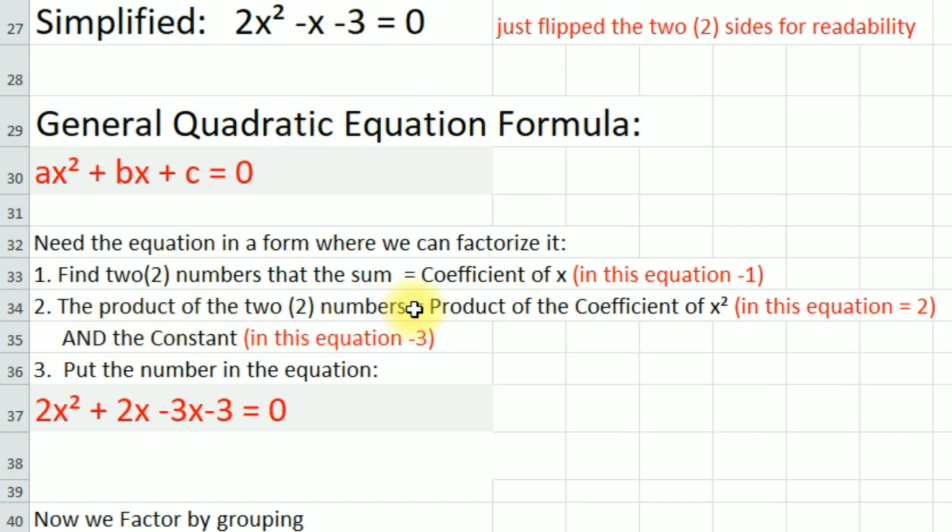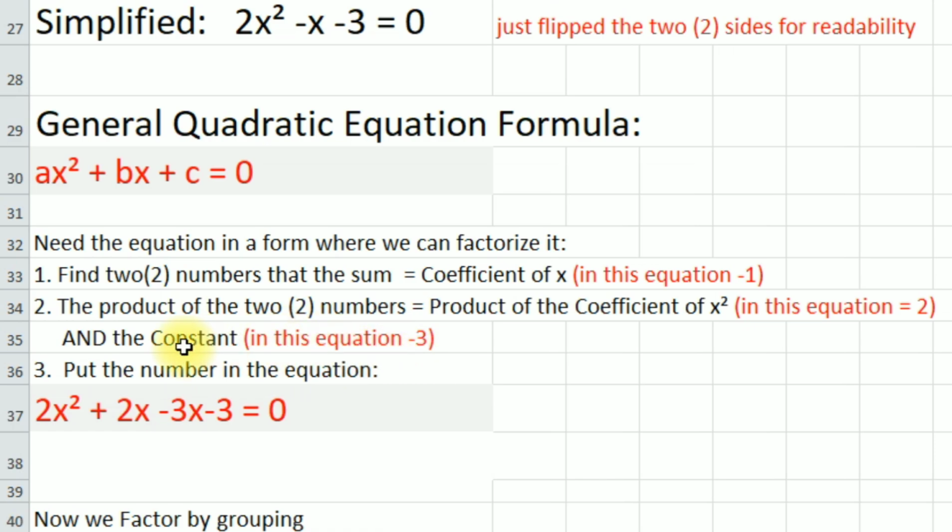And the product of the two numbers that we found equals the product of the coefficient of x squared and the constant. In this case, what do we have in the equation that is x squared? The only thing in here that's x squared is 2. Therefore, the coefficient of x squared in this equation is 2. And the constant in the equation, which would be c, equals minus 3, I'm sorry.